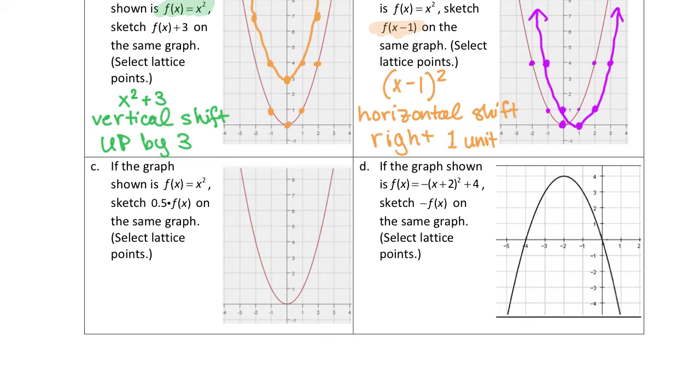All right, so graph C. If the graph shown is x squared, sketch 0.5 times it. Okay, so what is that going to look like as a function? Basically I would take 0.5 and multiply that to x squared. So I'm going to take all of my values. I'm just saying all of my f values, or y values, will be multiplied by 0.5. So let's see what that looks like. And what does that mean? That means this is going to be a vertical shrink by 0.5, or 1/2.